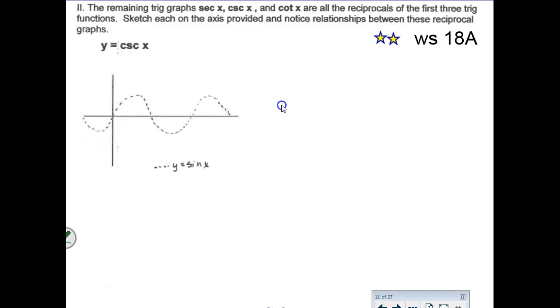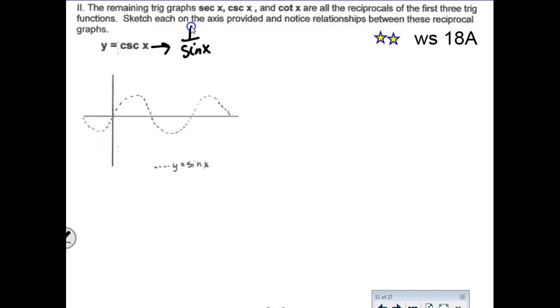All right. Where do they want us to go now? All right, back to worksheet 18. Let's talk about our reciprocal buddies to our original sine and cosine graph. So cosecant is the reciprocal to whom? Sine.